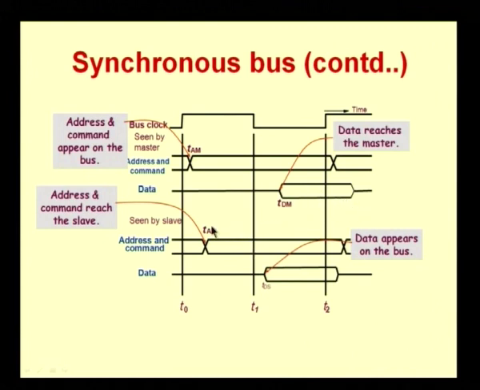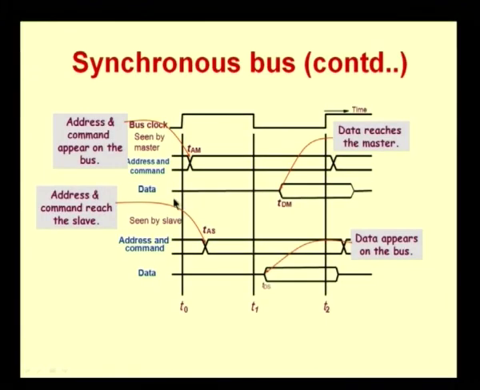So, what we need to remember from this figure basically is that you need to understand what is happening from the master side, and we also need to understand what is happening from the slave side. Both these we need to understand in order to realize when exactly the data transfers will take place. So, this is how data transfer takes place in the synchronous bus.